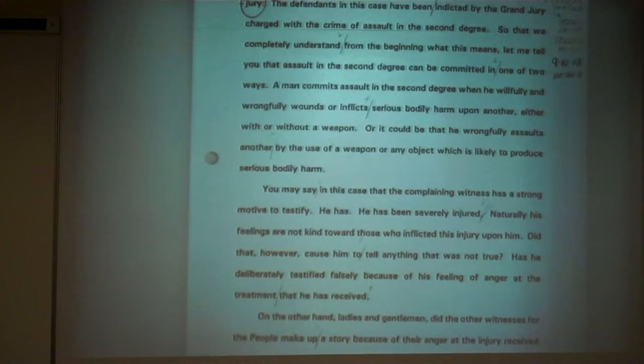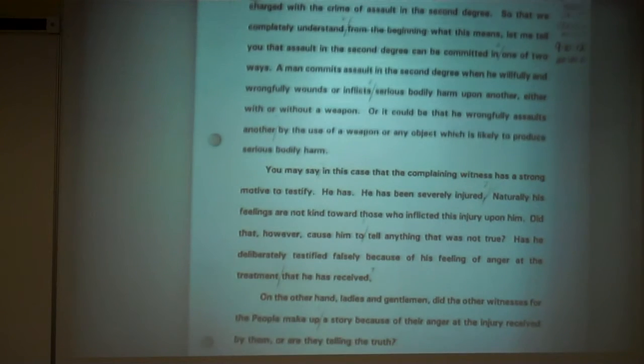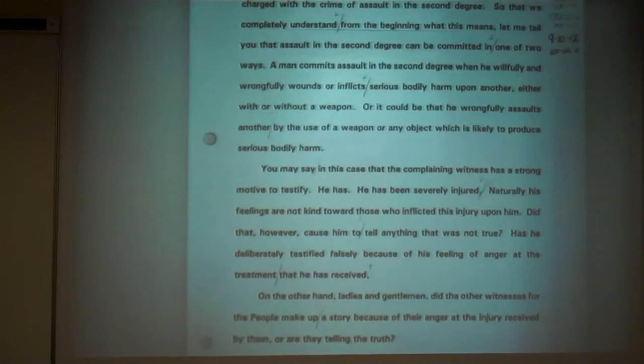Trust your notes. Trust your notes. Of course. There we have another, on the other hand, comma, ladies and gentlemen, comma, because that's directing it to specific. And there we have people capitalized, people meaning the state.